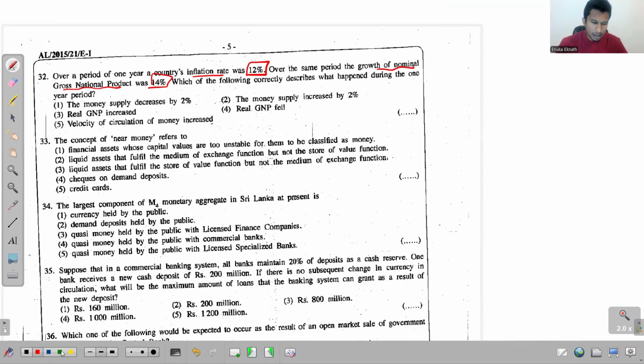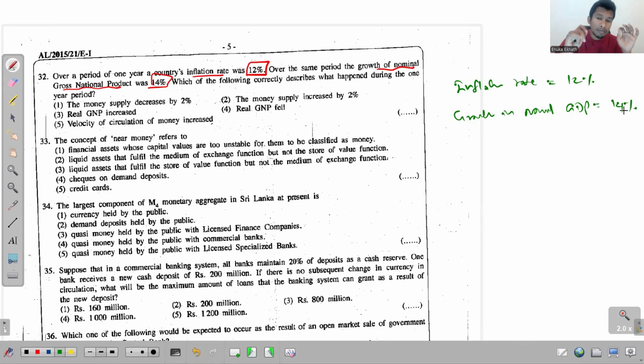Okay, so if I just write the two values that are given to us, the first one is the inflation rate, right? Inflation rate is just 12%. And the second one is the growth in nominal GDP. So let me write nominal GDP, and that's 14%. Once again, if you apply this growth rate rule, how do we find the real GDP? Because that's all you can calculate using these two values. I mean, the increase in real GDP.